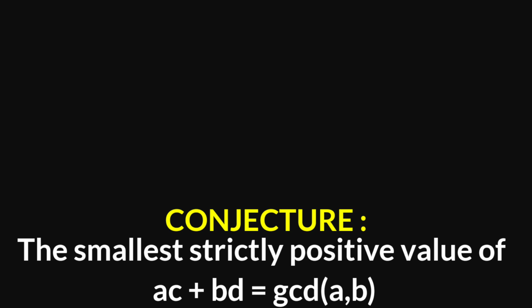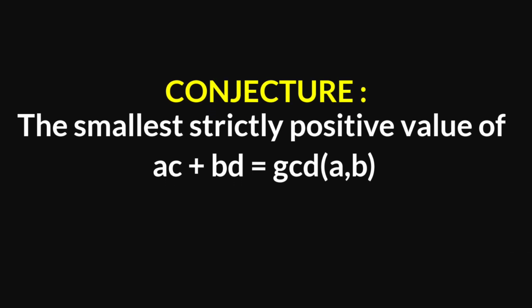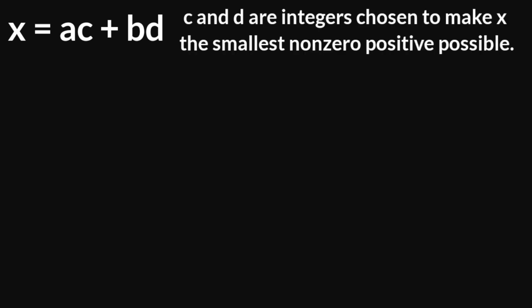Thanks to our conjecture, we now have a base to work on and a good idea about how to choose d and c. Yet there is also the possibility that my conjecture was actually wrong. But if that's the case, then it suffices to make a new observation, create a new conjecture, and repeat until we reach the proof. Let's define x equals a times c plus b times d, such that c and d are always chosen to make x the smallest strictly positive number possible.